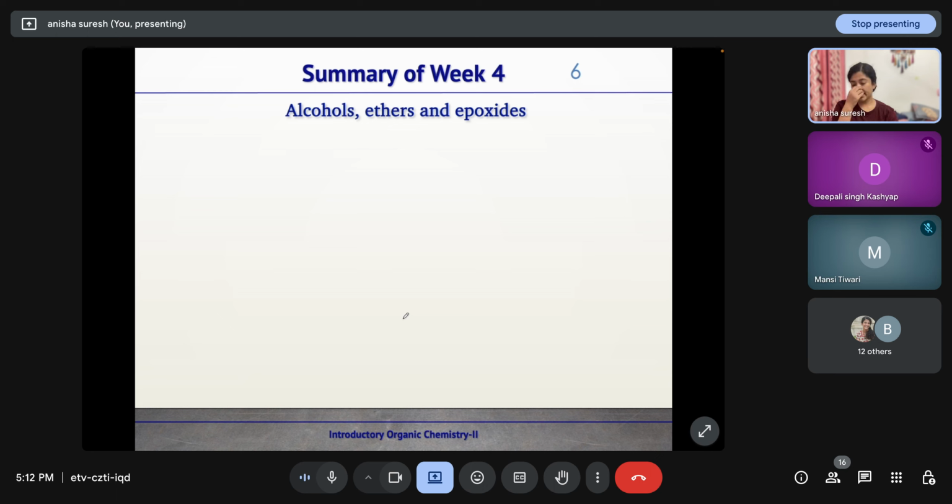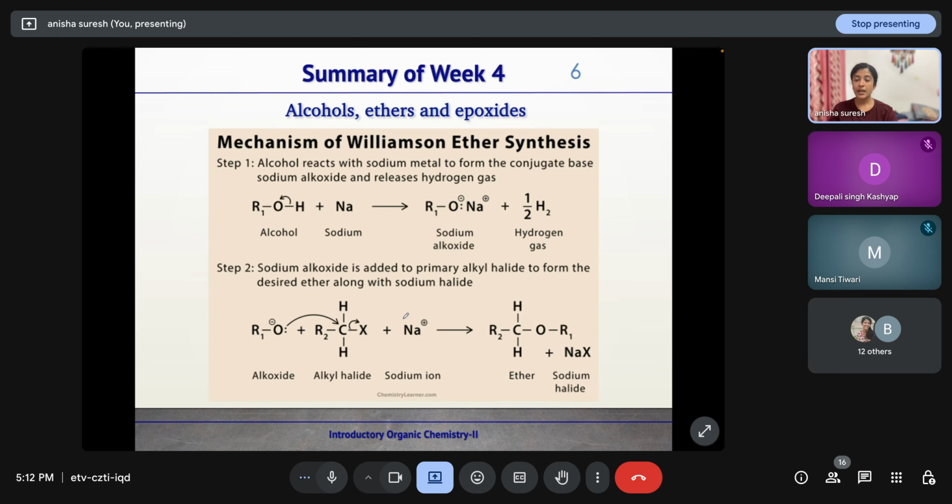Briefly, we have also discussed alcohols, ethers, and epoxides. A major reaction covered in that part was the Williamson ether synthesis. In that case, we have an alcohol, and in the presence of sodium metal, it results in the formation of a sodium alkoxide. This will be a much better nucleophile, and hydrogen gas will be liberated.